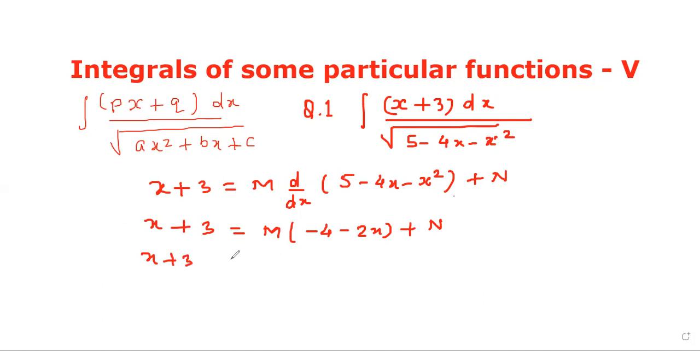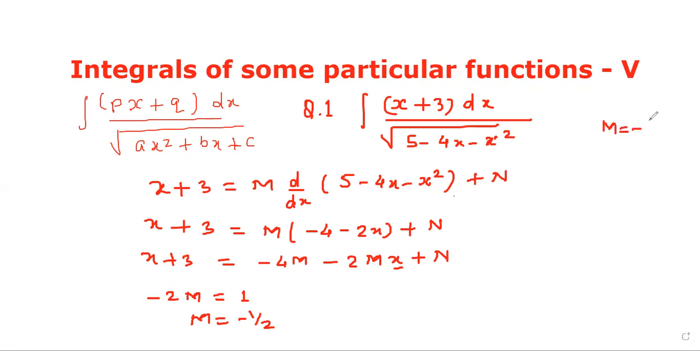Or x plus 3 equals minus 4m minus 2mx plus n. Now we compare the coefficients. So coefficient of x in RHS is minus 2m and here it is 1. So minus 2m equal to 1, from where m equal to minus half. So we have got m equal to minus half.